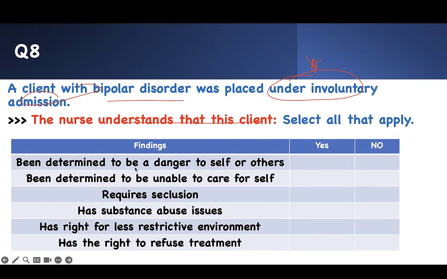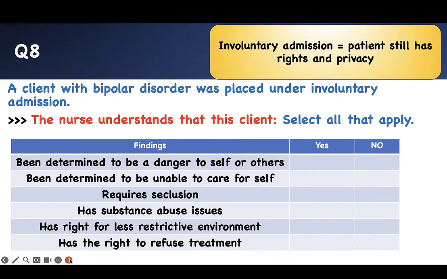Patient has the right to a less restrictive environment and has the right to refuse treatment. Think about it, step back. Involuntary admission means you are being admitted against your will. But there's a key concept, like every question, I'm giving you the concept. You don't lose your patient rights, even though you are admitted involuntarily. So privacy should be ensured and the rights should be ensured.